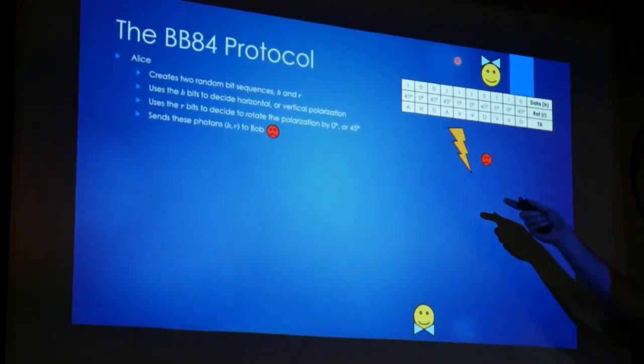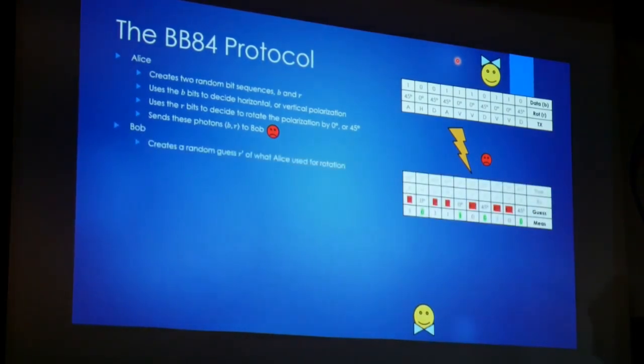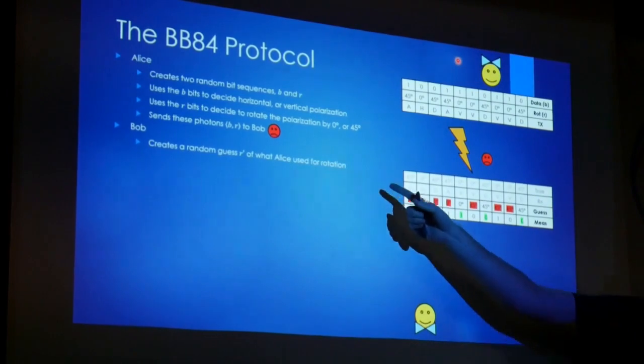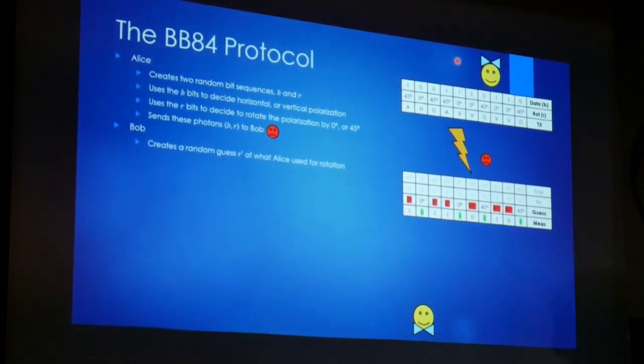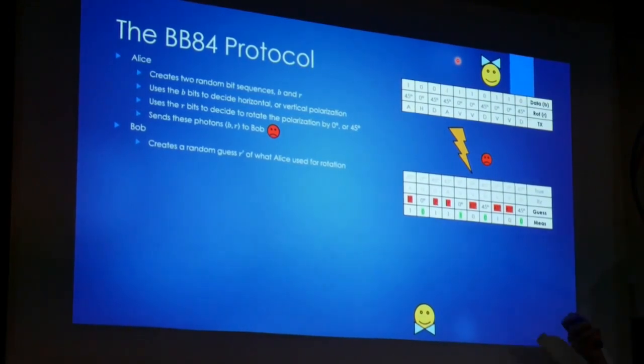Now, Eve could, if she wanted to, intercept the photons. So she's allowed to do it. We've covered that. Bob, on the other hand, picks up the photons and randomly has decided to guess at a rotation that was used. He doesn't know. He's not coordinating yet, right?